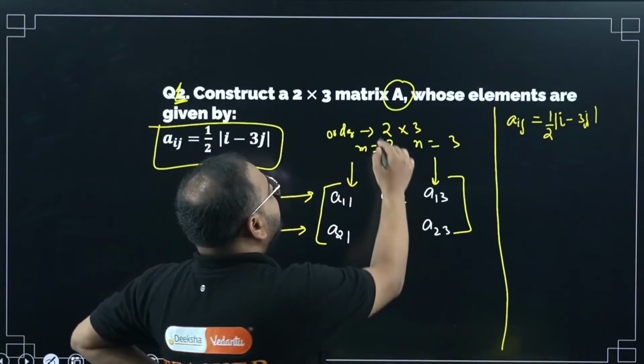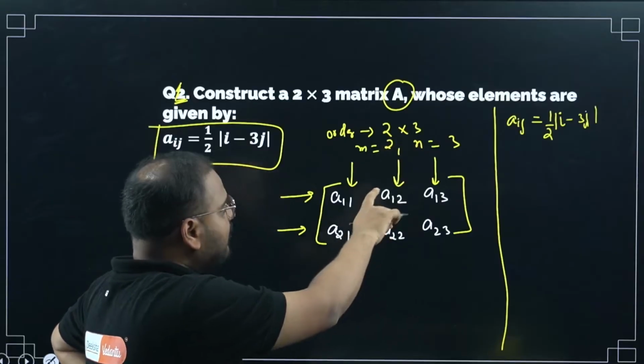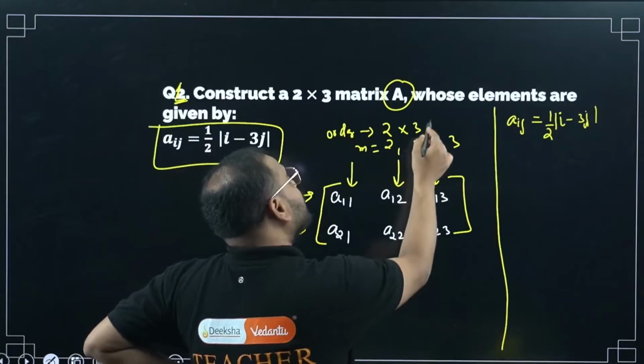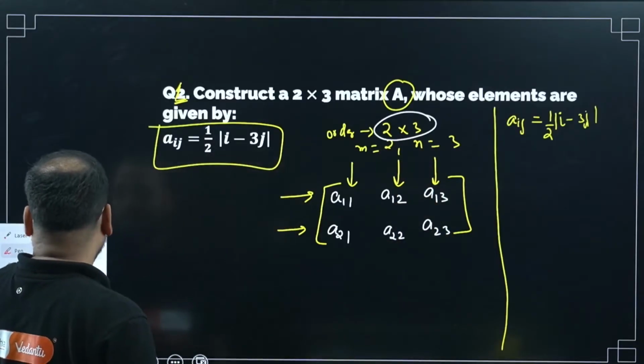So how many elements will I have? You can see here, if you multiply the m and n values, you'll get the number of elements. So 2 into 3 is 6. So there are 6 elements. But the order will not be 6. Order is 2 cross 3 only. We don't write it as 6. Okay, sir. 2 into 3 will be the number of elements.